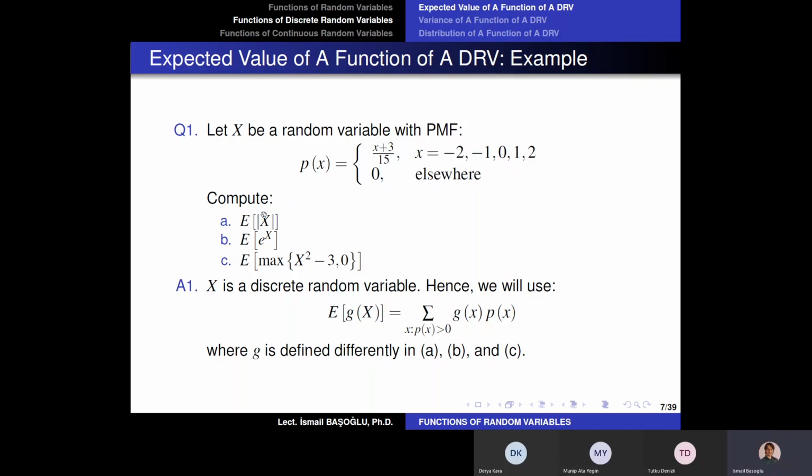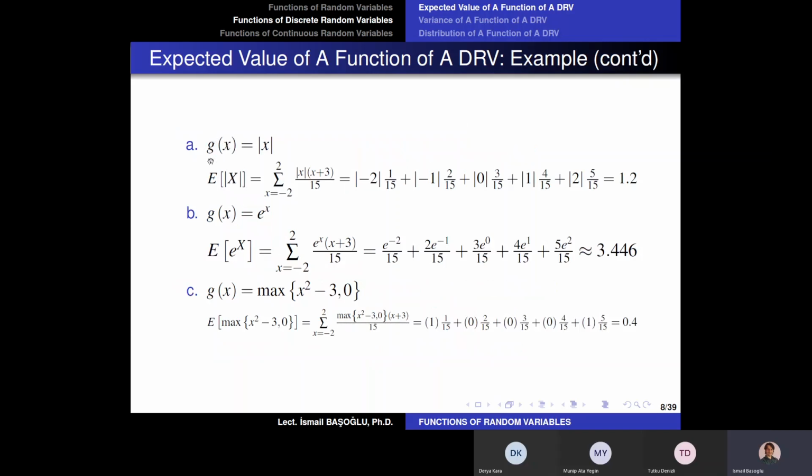Now the question asks me, what is the expected value of the absolute value of x? So what I am going to do is this. My function here inside the expectation is the absolute value function. So g of x is equal to the absolute value of x. So if I want to calculate the expected value of the absolute value of x, then I am going to multiply the absolute value of each respective value that the random variable can take with the respective probability mass value, which means the absolute value of -2 will be multiplied with 1 over 15, the absolute value of -1 will be multiplied with 2 over 15, 0, 1, and 2 are already absolute, right, because they are non-negative. So they are going to be multiplied with the respective probabilities, and then we sum them up. So 1.2 is equal to the expected value of the absolute value of x.